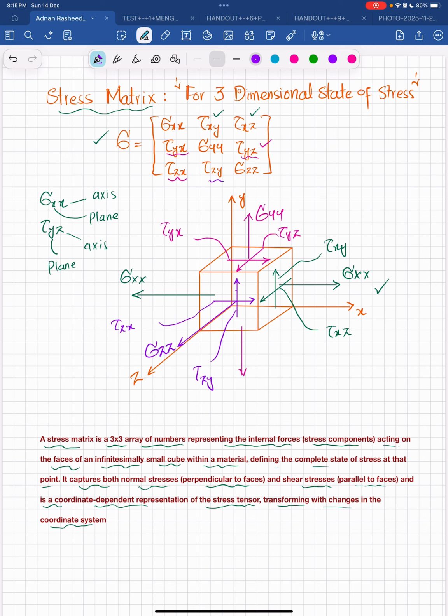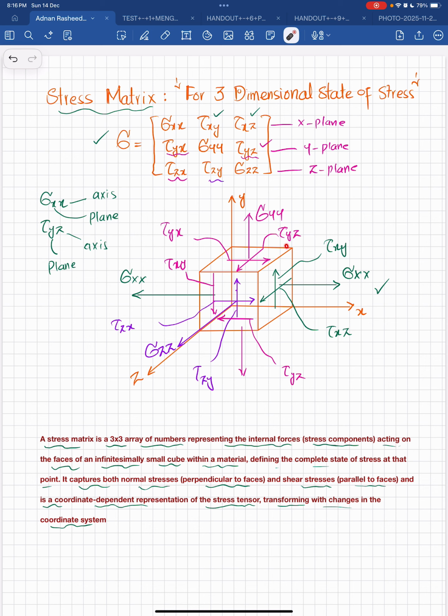If this is upward, and you want to draw it below, it will be like this one. This will be tau of y in the direction of z. Similarly, this one on the face will be tau of x in the direction of y. And this is how we have represented all these stresses. This shows the stresses acting on the x plane, these are the stresses on the y plane, and these are the stresses on the z plane. There are a total of 9 stresses acting and shown on this state of stress.